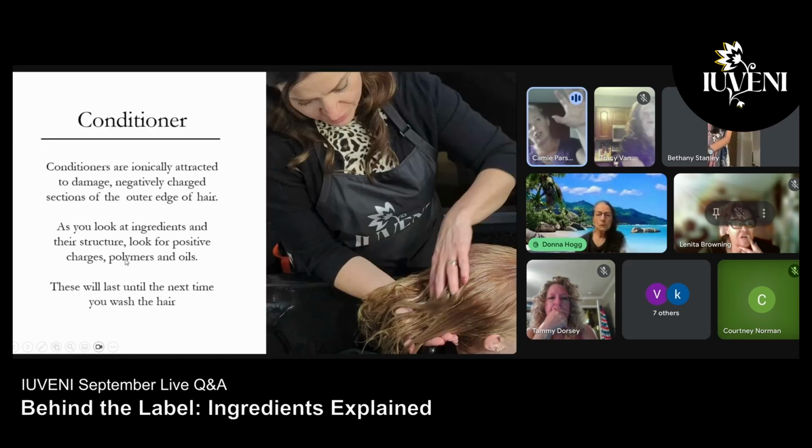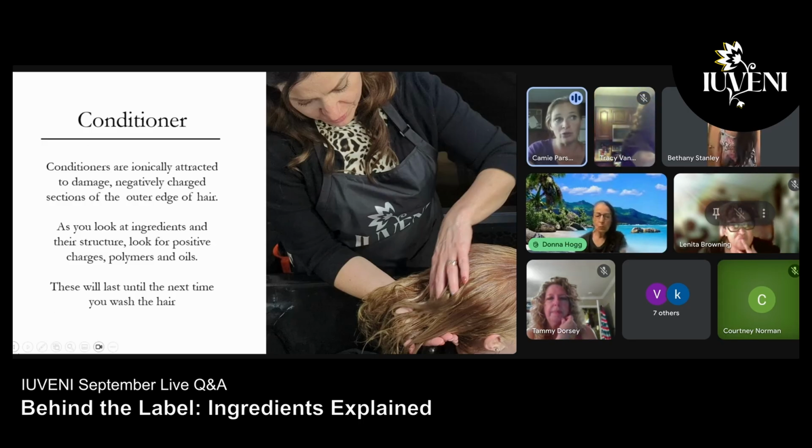Are ionically attracted to the damaged, negatively charged outer edge of the hair. So again, they're going to do this with polymers, which is just the same thing over and over, quats, oils. But the thing is, these are negatively charged.